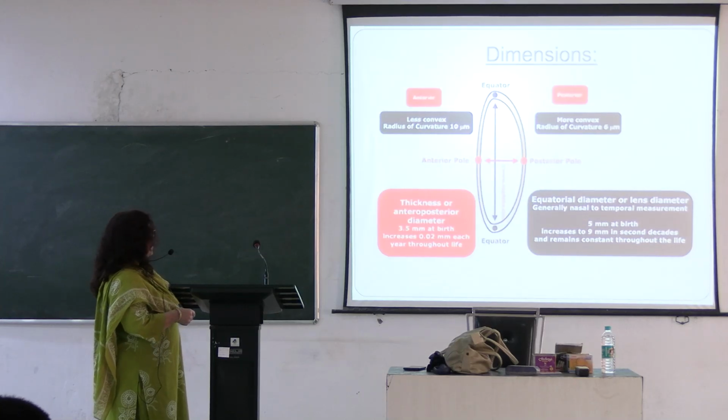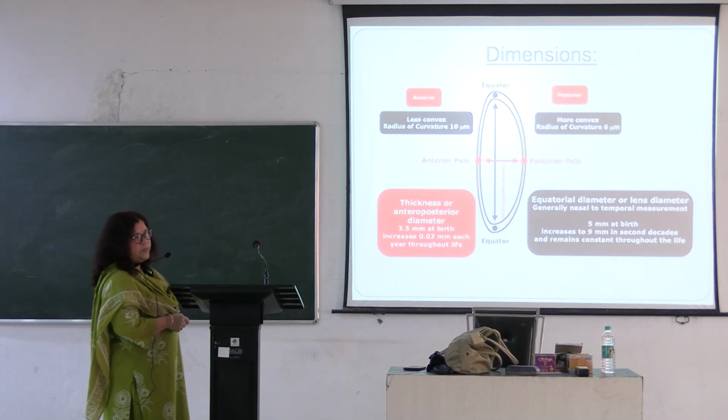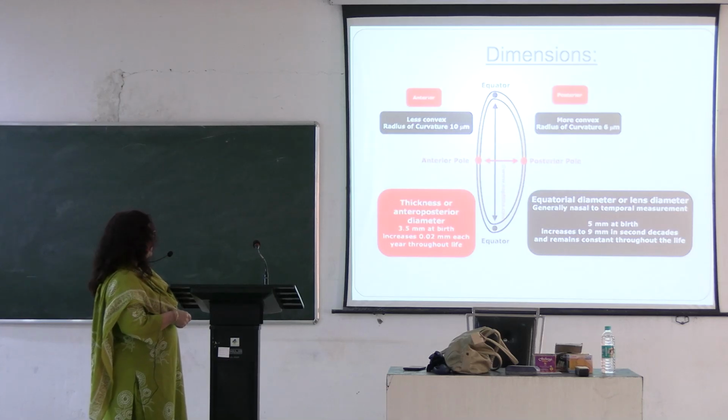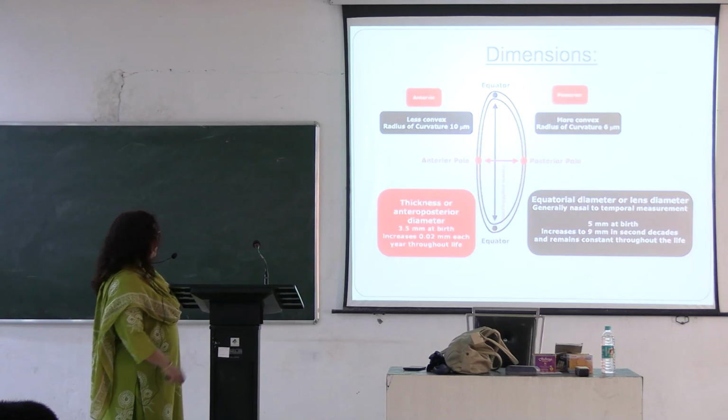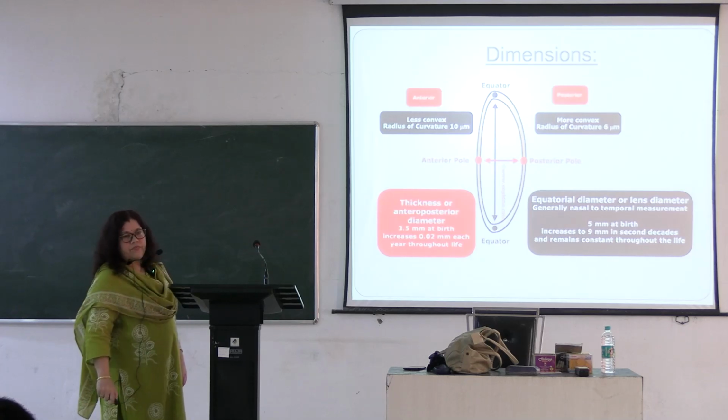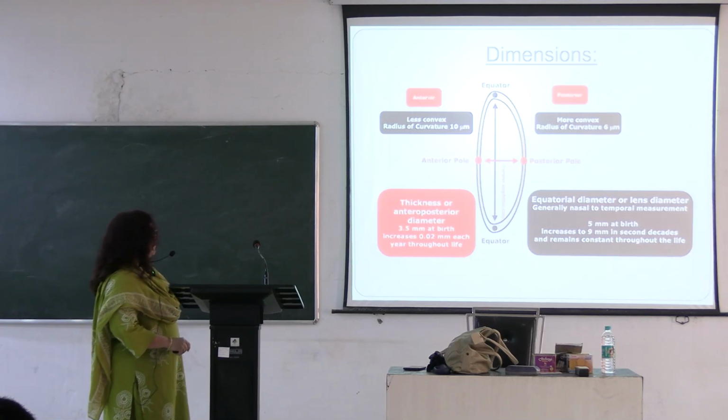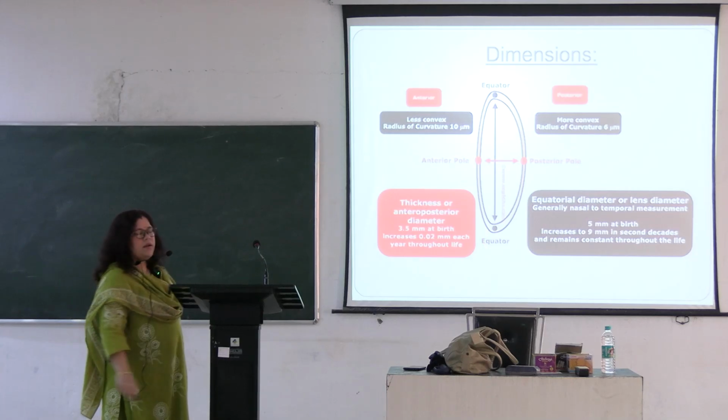Its curvature: its posterior surface is less curved compared to the anterior surface. That's why the radius of curvature is 6 millimicron posteriorly, and its radius of curvature from center to equator is 10 millimicron. The equatorial diameter, from here to here, is 5 millimeter at birth, and it increases up to the second decade of life, and its total length is 9 millimeter.